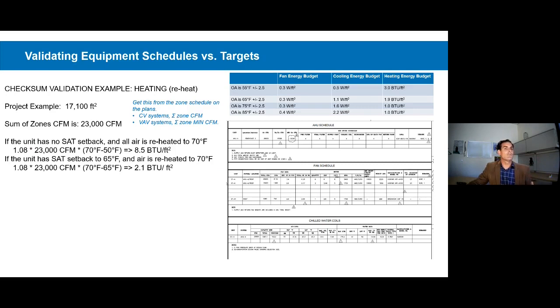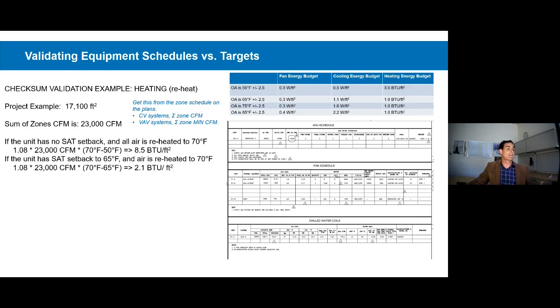And a way that we can calculate the reheat is to assume neutralization of the air at the sum of the minimums. So if it's 75 degrees outside and we have no setbacks, then we'd be cooling all of that supply air down to 50 degrees. And in the worst case scenario, we're going to have to reheat it back up to 75 degrees to neutralize it. Well, that's 8.5 BTU per square foot. Now, if we do have a supply air setback, then we're going to take that minimum air down to 60 degrees, and then we're going to have to reheat it back up to 75 degrees to neutralize it. That's 4 BTU per square foot. Our heating target is 1 BTU per square foot.